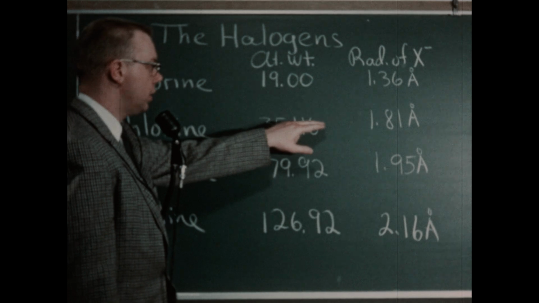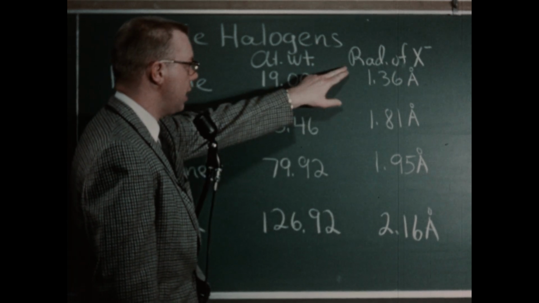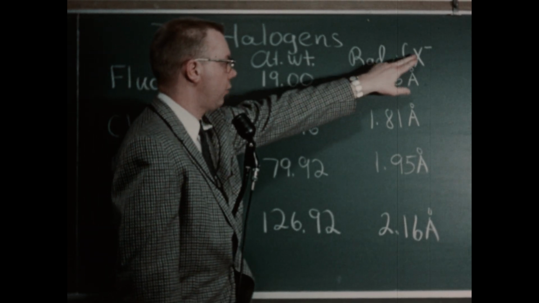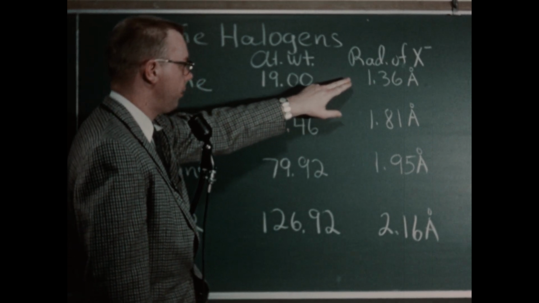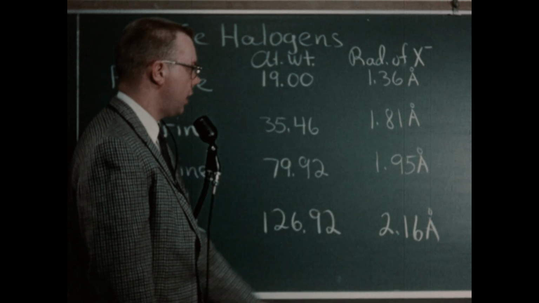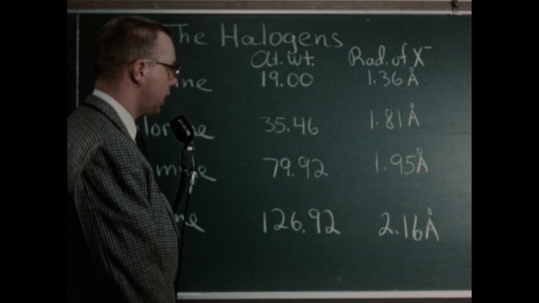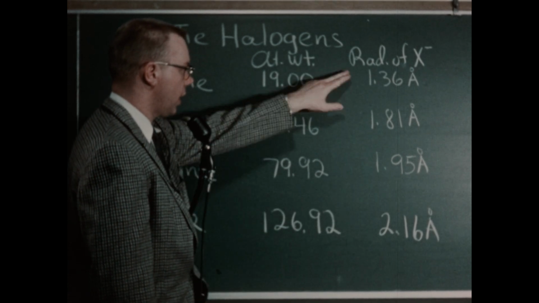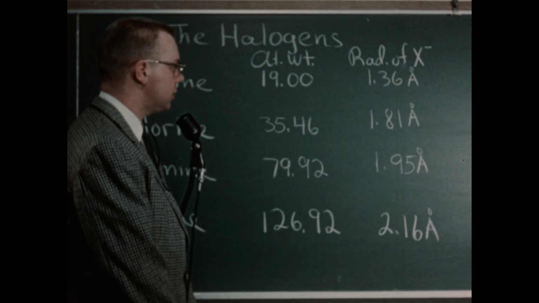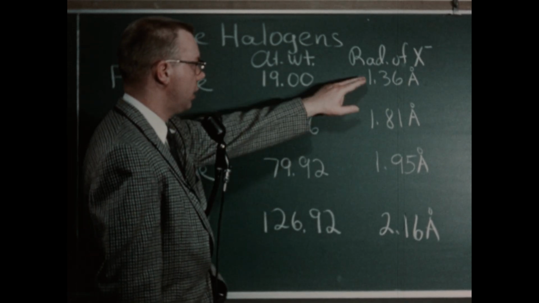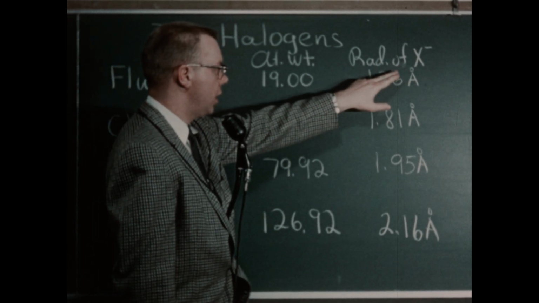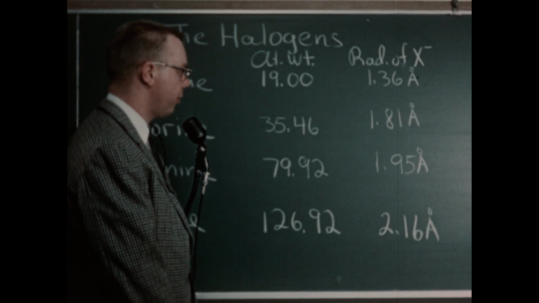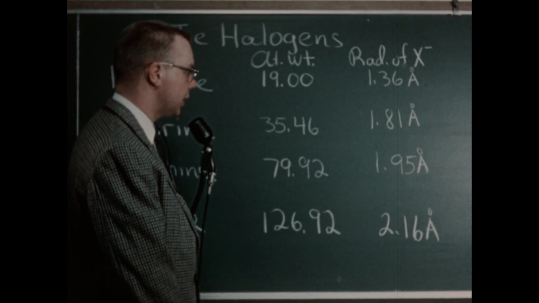Now in this column, we've tabulated the radius of the halogen ion, the X minus ion, where X may be any halogen. And again, we see a consistent increase in the size of the ion as we go from fluorine to iodine. The ions get bigger. Now, since the halogens occur naturally as the ion, if we wish to prepare the free halogen, we're going to have to do this by removing an electron from the ion or by oxidizing it.